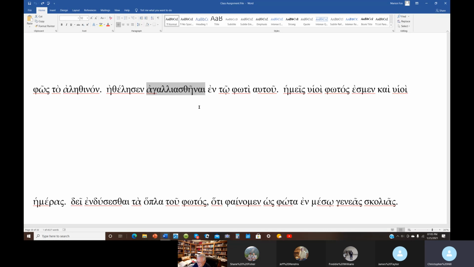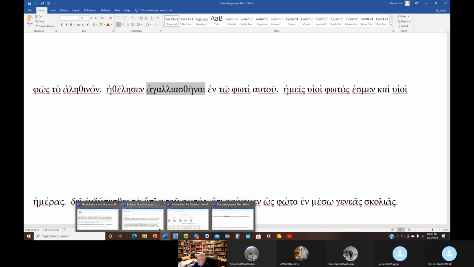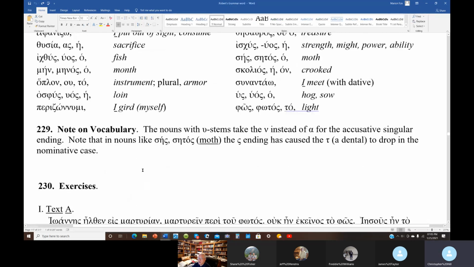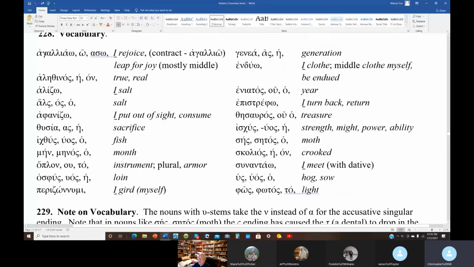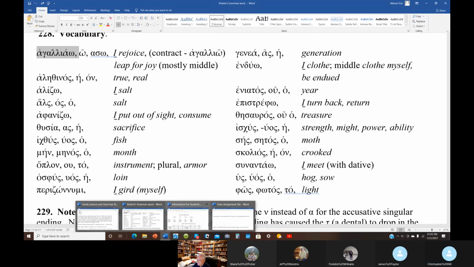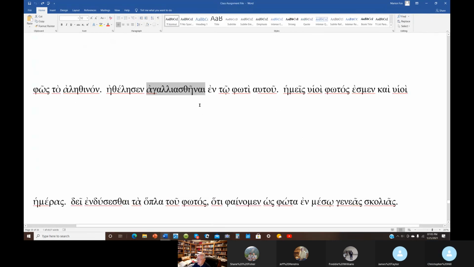Of agathosyne. Yeah. Okay, it's one of our vocabulary words, isn't it? So let's go back to our vocabulary, and it's this word right here. Okay. All right, that's the word we're looking at. That's our word. Okay. So it's an aorist infinitive. And in the light of him, in his light.